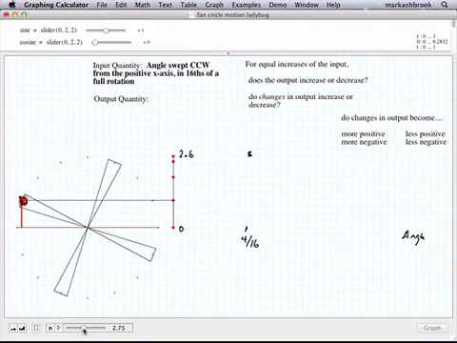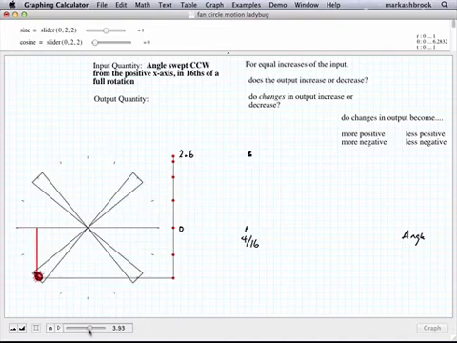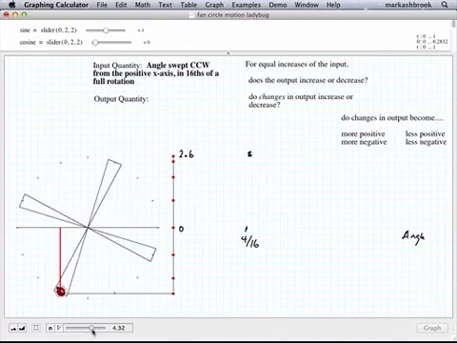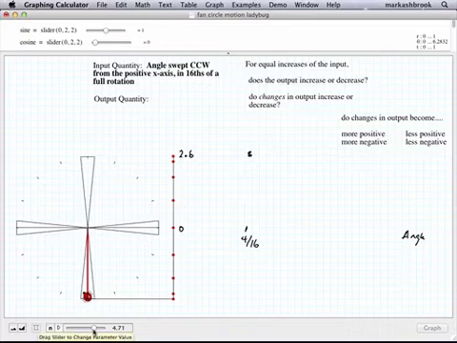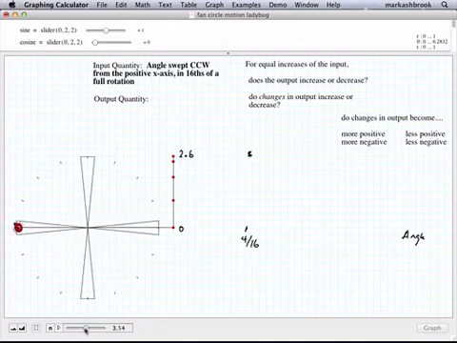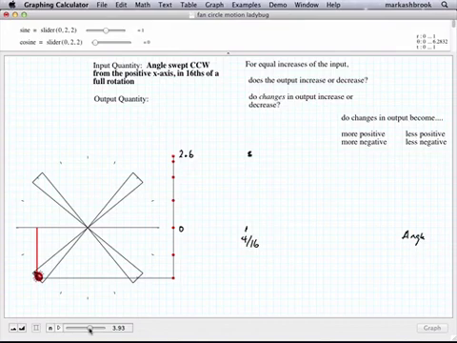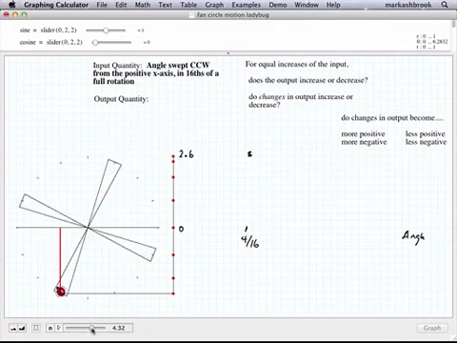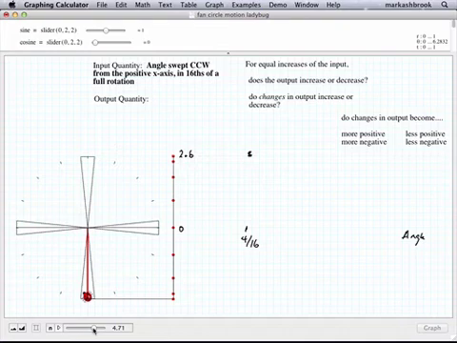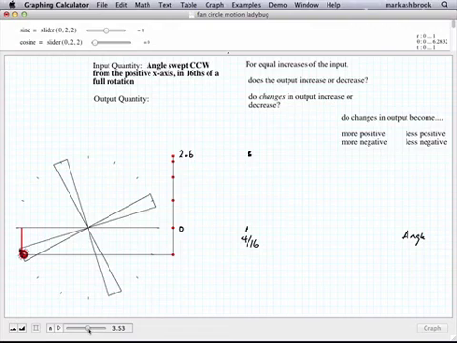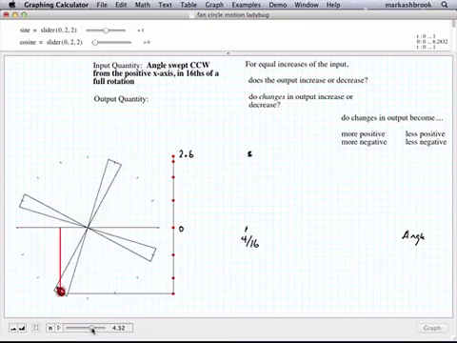They're negative. Are they becoming more negative or less negative? Less negative. So are the changes increasing or decreasing? The changes are increasing. The vertical distance is decreasing. That means these changes are negative. Are they becoming more negative or less negative? Less negative.